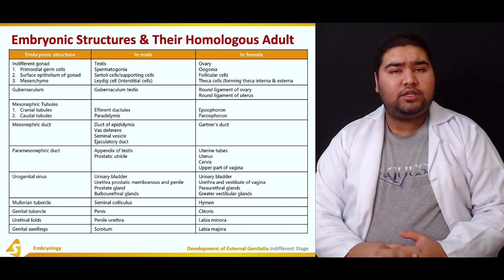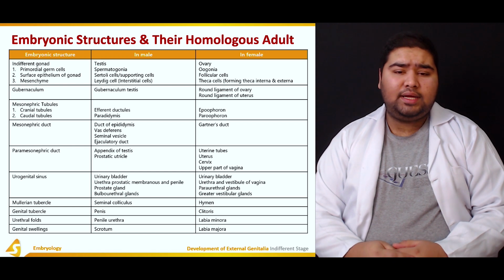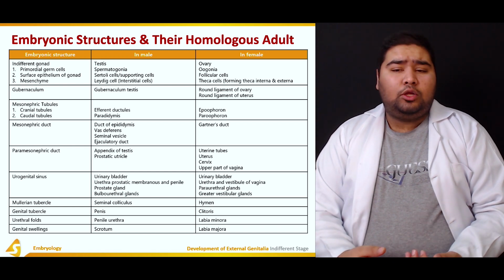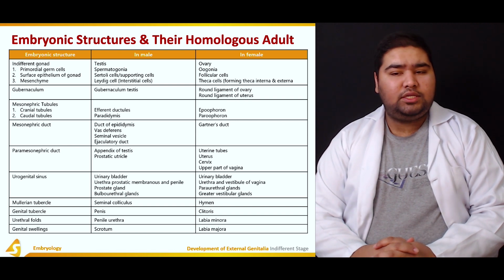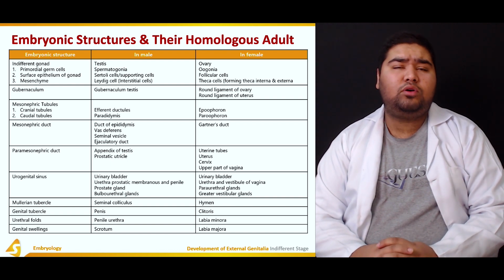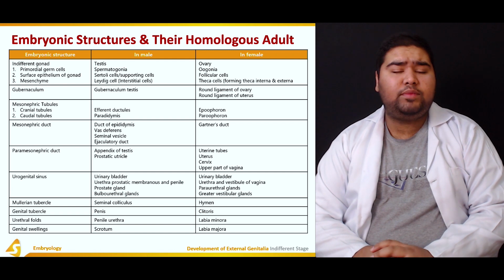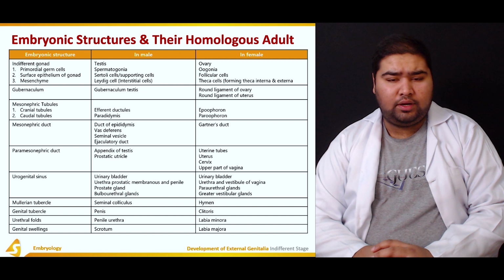So the mesonephric tubules have two parts, the cranial parts and the caudal parts. So the cranial parts in males form the efferent ductules, and in females they form the epoophoron. Epoophoron is not a regular structure. The caudal tubules in males form the paradidymis, and in the females they form the paroophoron.